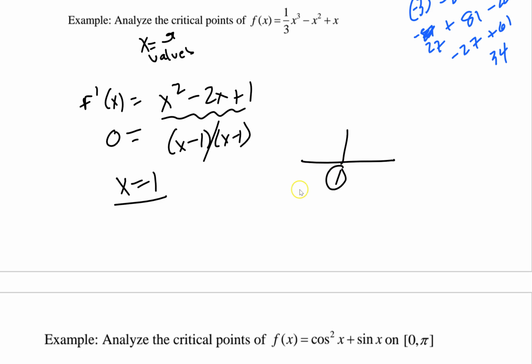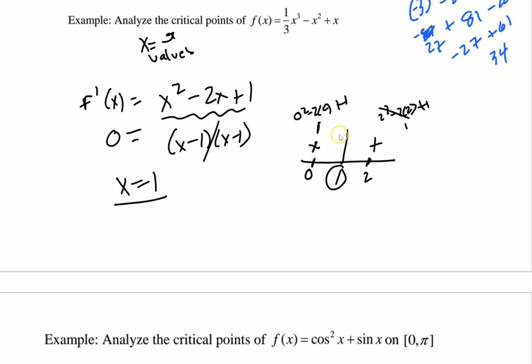Again, normally I would do the intervals negative infinity to 1, 1 to infinity, but in this case we're only talking about what type of point this is. That's all I care about right now. A test point like 0, a test point like 2. Plug it into your derivative. So 0 squared minus 2 times 0 plus 1, I get 1, which is positive. Plug in 2: 2 squared minus 2 times 2 plus 1, I get 1. Positive again.